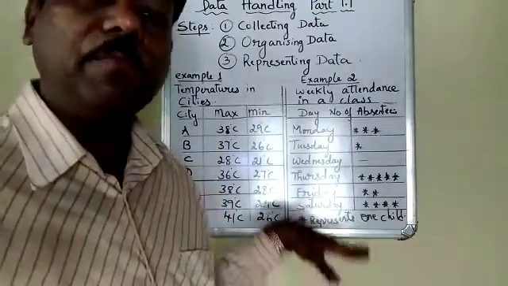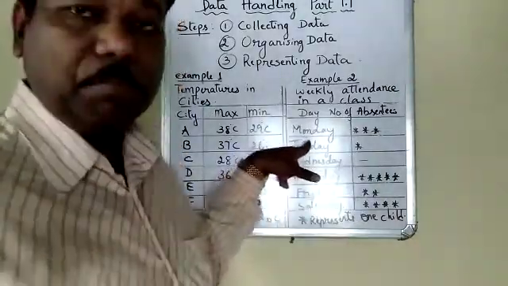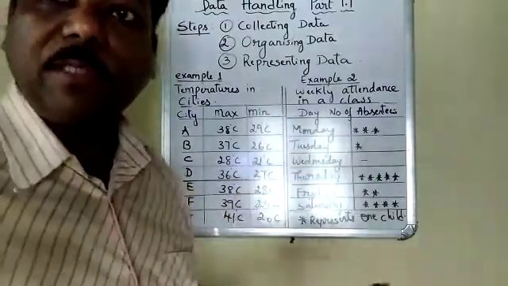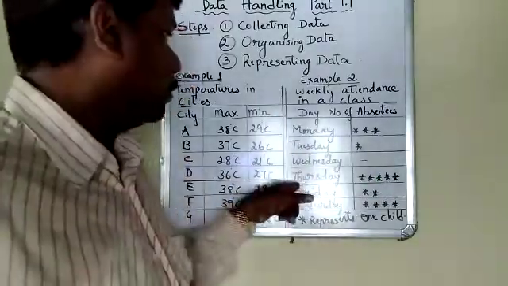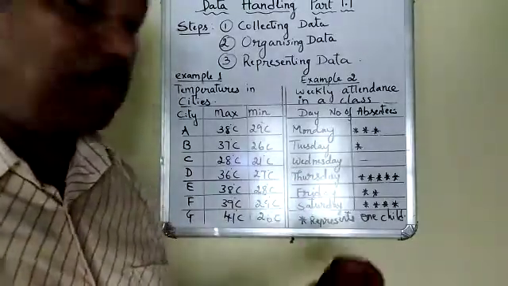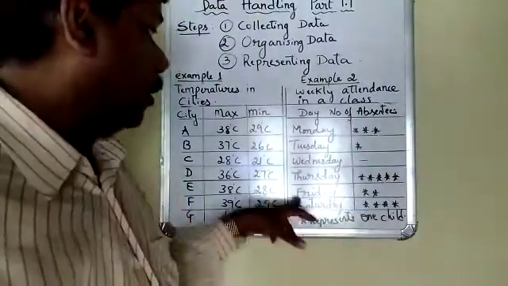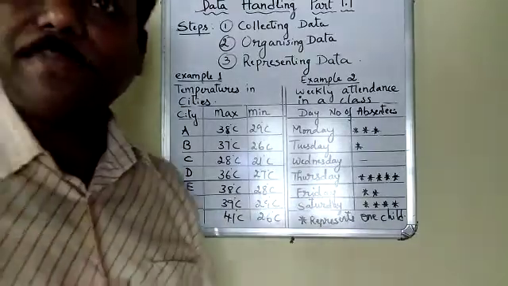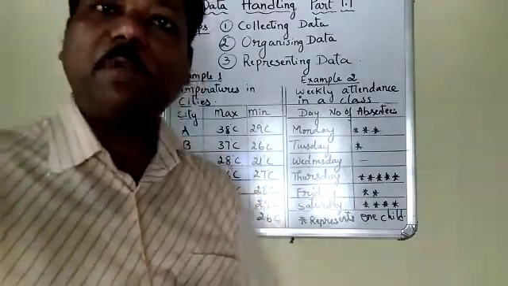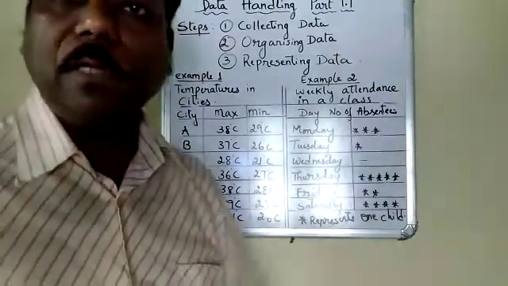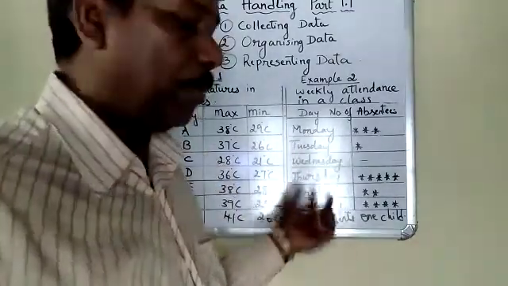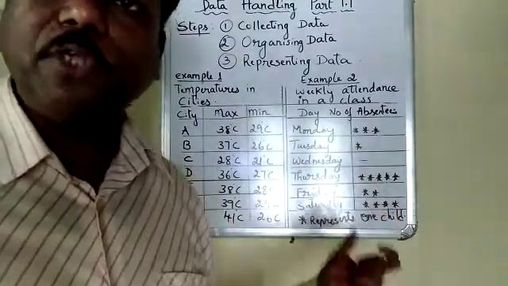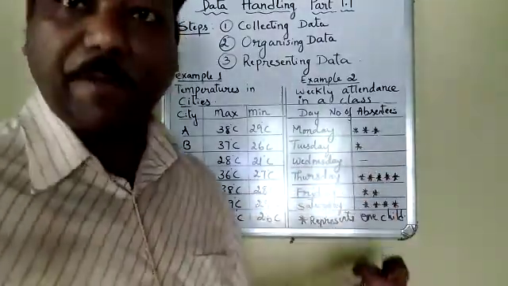How many people were absent on Monday? 3 were absent. Tuesday, 1 was absent. Wednesday, there were no absentees at all. Thursday, there were 5, that is the maximum during the week. Friday, 2 members absent, and Saturday, 4 members absent. So this gives the number of absentees in a particular week. This representation, which is not in numerical form but in picture form, we can call a pictograph.